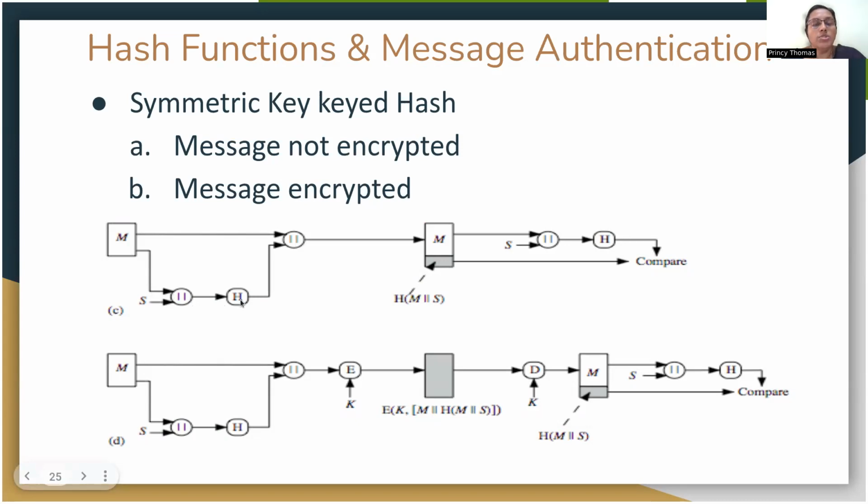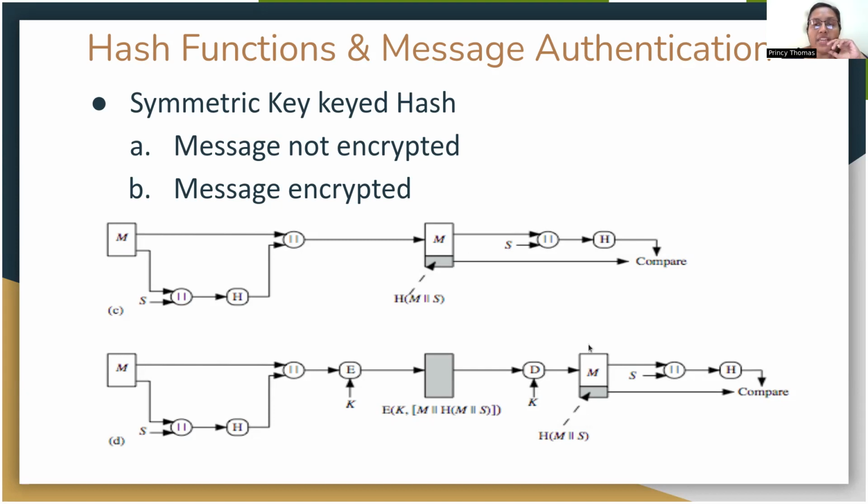A key is also given for the hashing, and then the message and the keyed hash are appended and sent to the destination. At the destination, once again, the message along with the hash key is used to calculate the hash, and it is compared to the hash that was received by the receiver. If they are the same, then the message is authenticated.